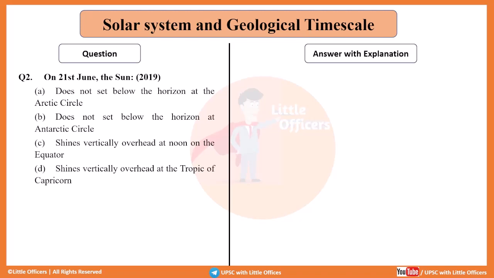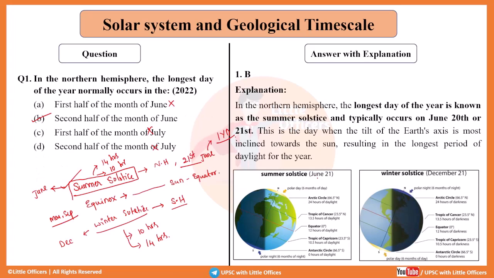So on 21st June, what is the position of the sun? Just now we have seen summer solstice. That means the sun is in the northern hemisphere, vertically shining above the Tropic of Cancer. At this time, the circle of illumination is like this, and the sun is never going below the horizon in the northern hemisphere.